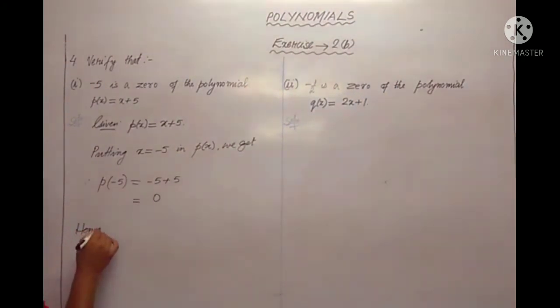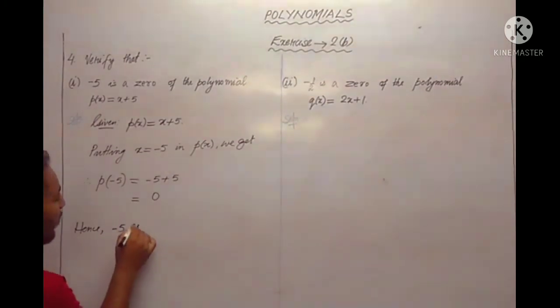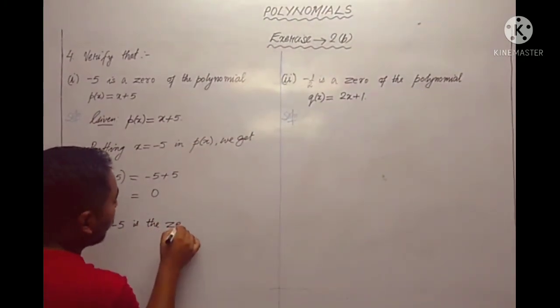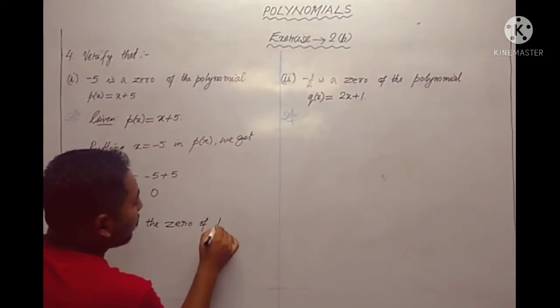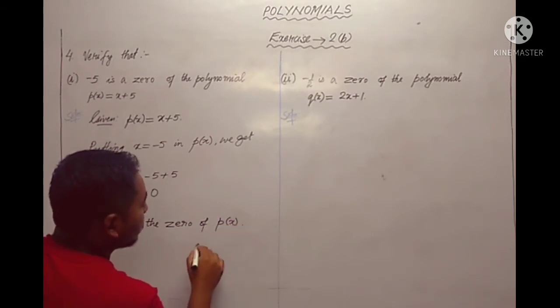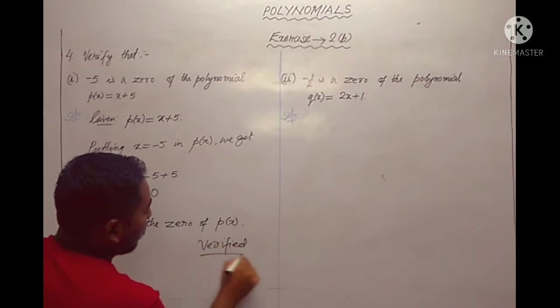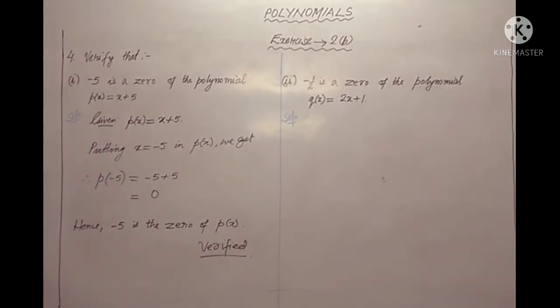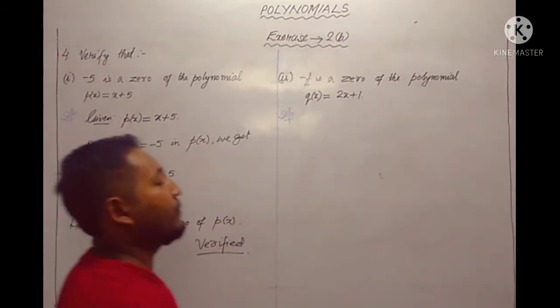Hence, minus 5 is the 0 of p(x). Verified. That is the answer. Very simple, isn't it? Now next question.